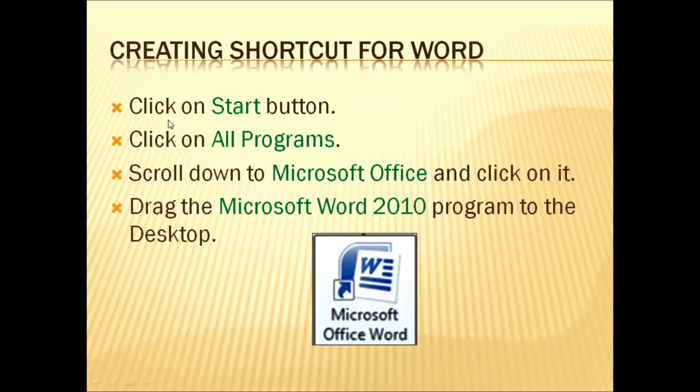The first step is to click on the Start button, then click on All Programs. The third step is to scroll down to Microsoft Office and click on it. The fourth step is to drag the Microsoft Office Word 2010 program to the desktop. First we have to go to Start, then All Programs, then Microsoft Office. Then we should not click on Microsoft Office Word, we should drag the Microsoft Office Word 2010 program to the desktop. These are all the steps to create a shortcut icon for Microsoft Office Word.